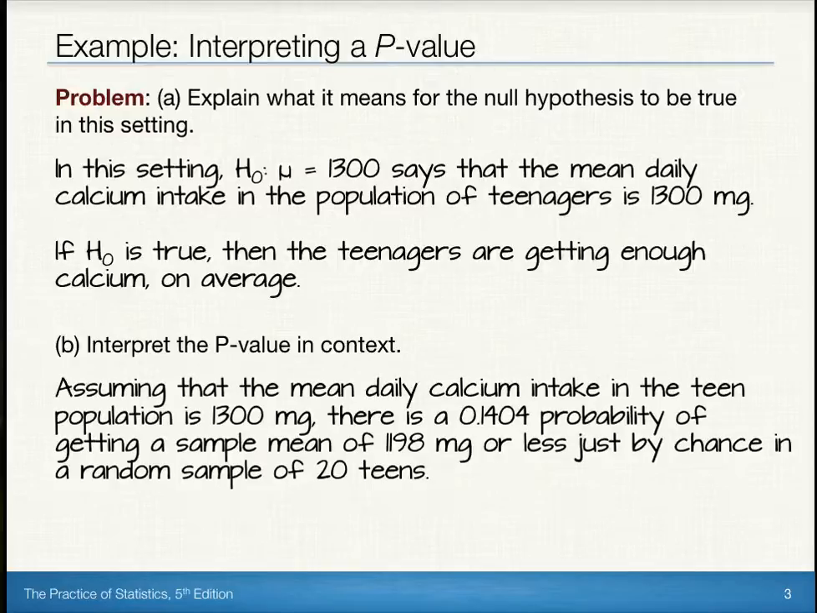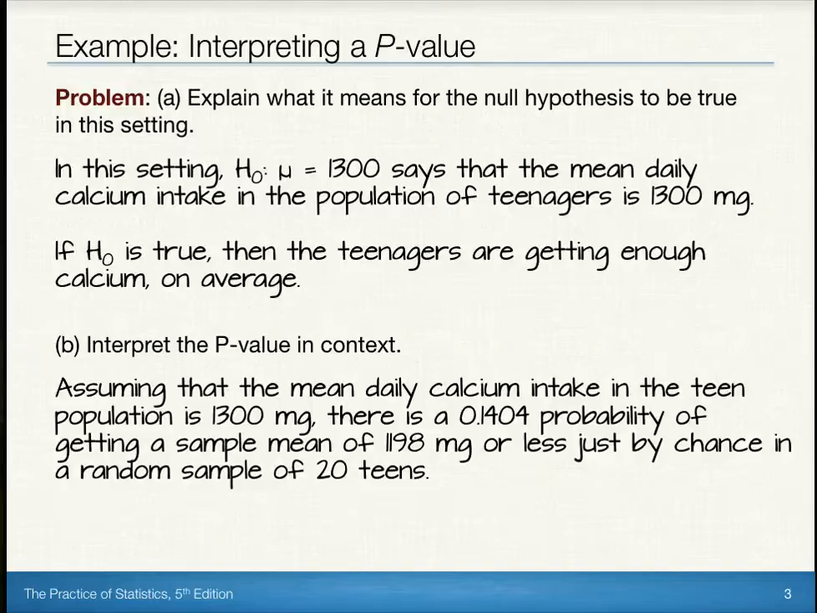Now, assuming that the daily mean calcium intake in the teen population is 1,300 milligrams, there is a 0.1404 probability, or about a 14% chance of getting a sample mean of 1,198 milligrams or less just by chance in a random sample of 20 teens.